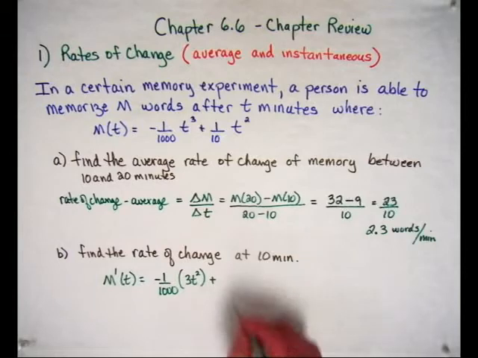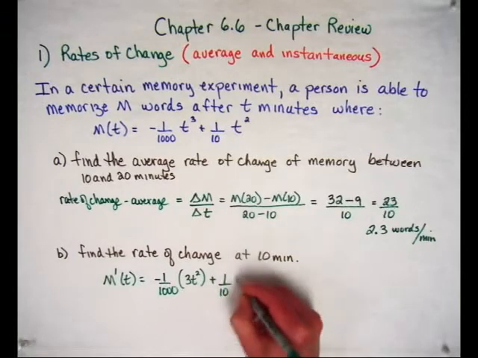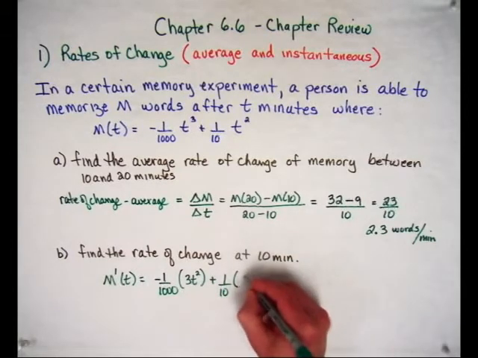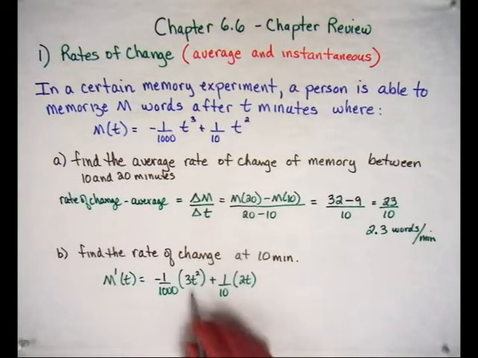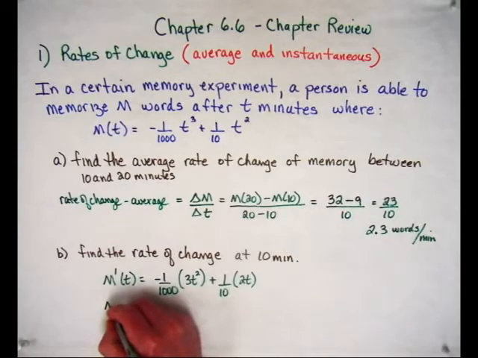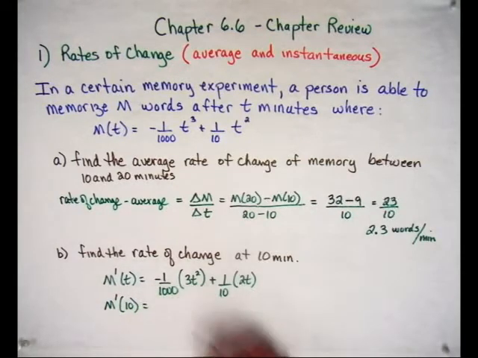plus the 1/10 is a constant, times the derivative of t squared, which is 2t. Now, if you want, you can combine these numbers, or we can do that in a second here, but the question wants us to find the rate of change at 10 minutes. So we are looking for m prime at 10.